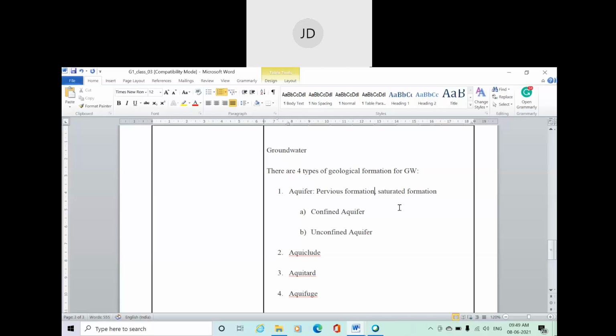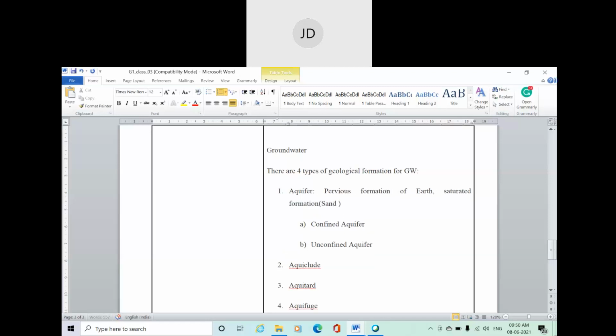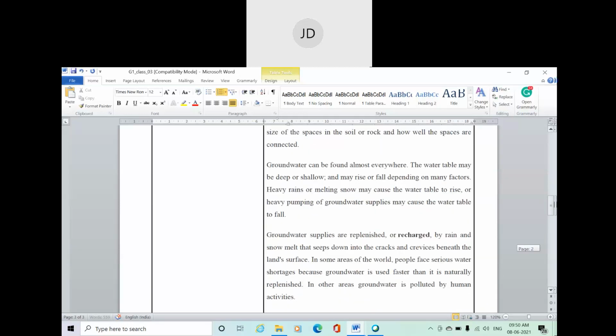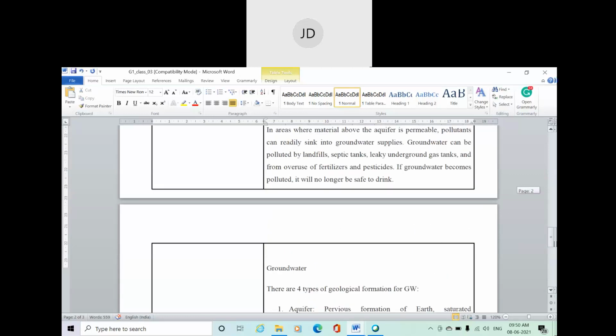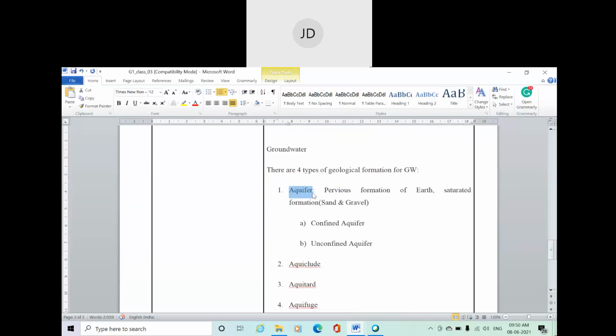It's a pervious formation of earth, and it is a saturated formation. Basically, if it is permeable, that means it is made up of sand and gravel. I think it is given here also, let me check. Yes, see, aquifer is typically made of gravel, sand, sandstone, and like that. Water can move through this material because they have large connected spaces that make it permeable. Okay, like this.